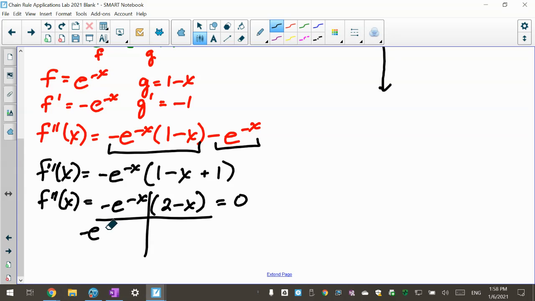So then I say negative e to the negative x equals 0. Never will. Thanks for playing. And this is 2 minus x equals 0. So x is going to equal 2.